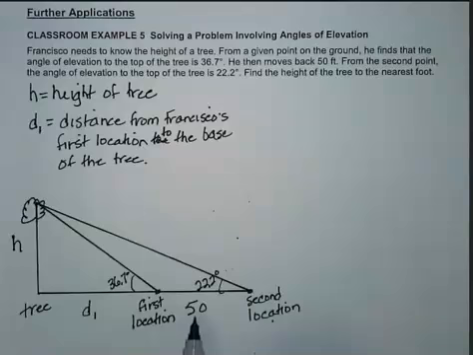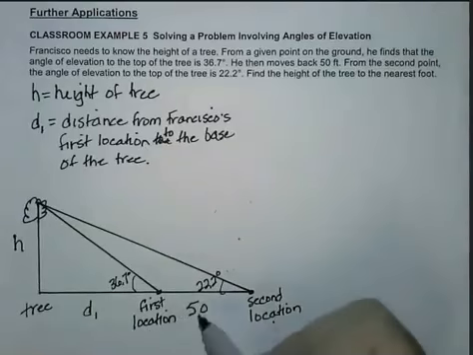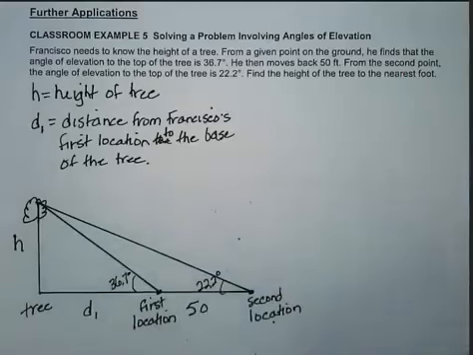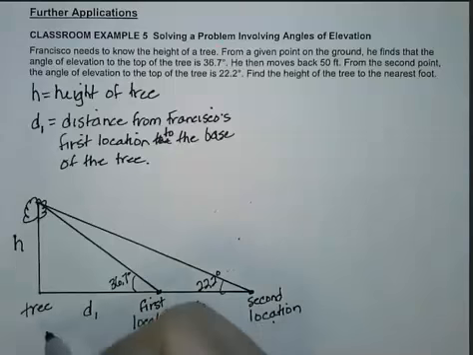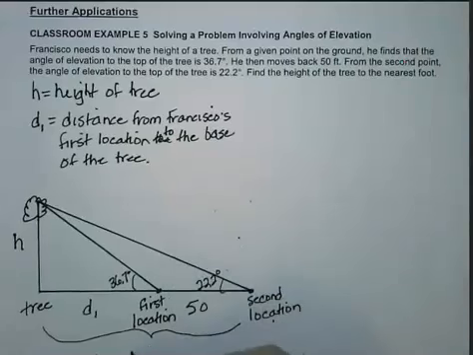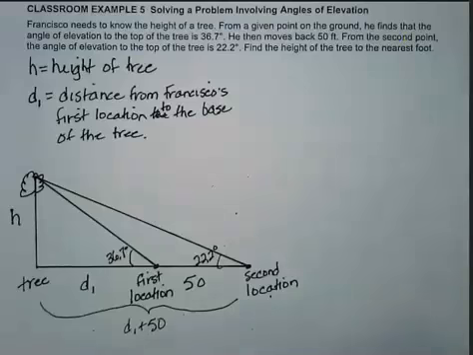This is a little bit misleading because you might think that you can just use the h and the d1, or the h and the 50, but actually you can't do that. 50 isn't the base of this bigger triangle. The base of the bigger triangle would be d1 plus 50. So for our second triangle that we're looking at, that side is actually d1 plus 50.